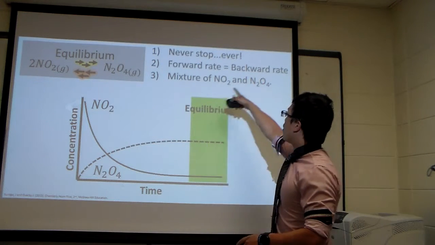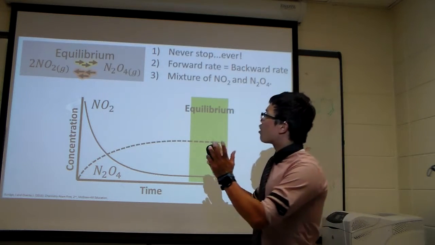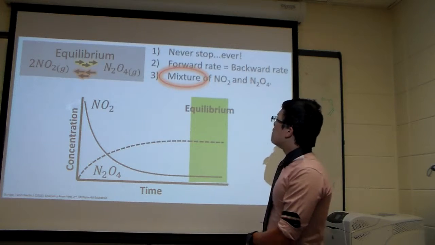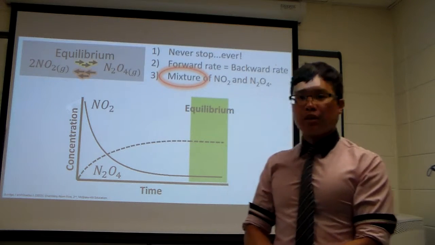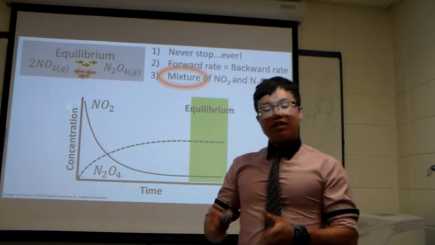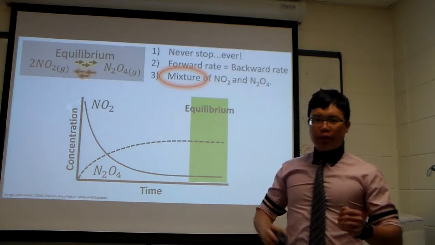We end up with a mixture of product and reactant. All right, so this is the concept of equilibrium. Now, pay attention to this word, mixture. We end up with a mixture. Since most chemical reactions exist in equilibrium, we're going to get a mixture of product and reactant anyway.